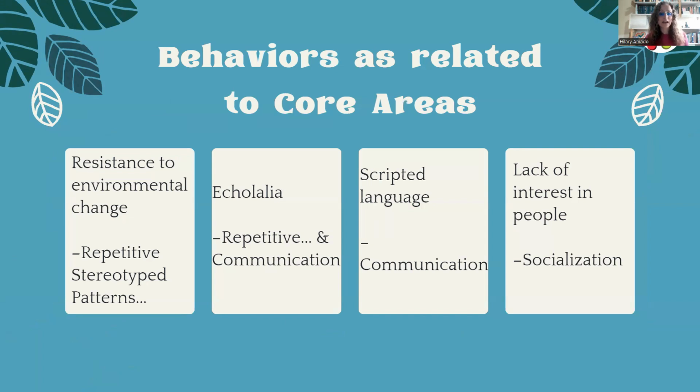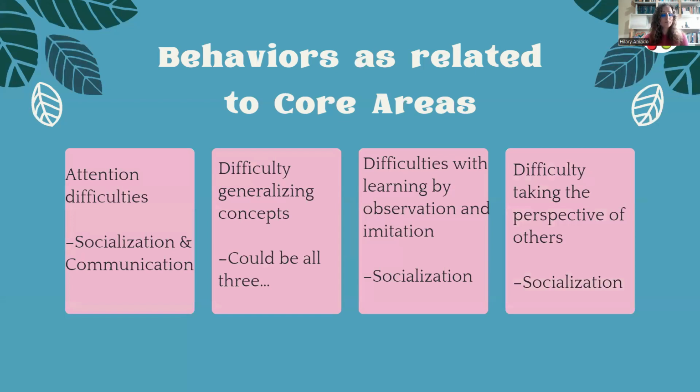They might show a lack of interest in people from the core area of socialization. They might have attention difficulties, and that's from the areas of socialization and communication. They might have difficulty generalizing concepts. This could come from all three core areas. They might display difficulties with learning by observation and imitation from the core area of socialization. And they might show difficulty taking the perspective of others from the core area of socialization.